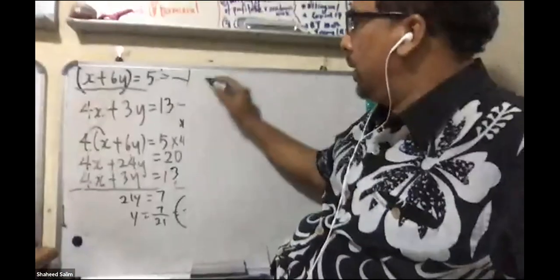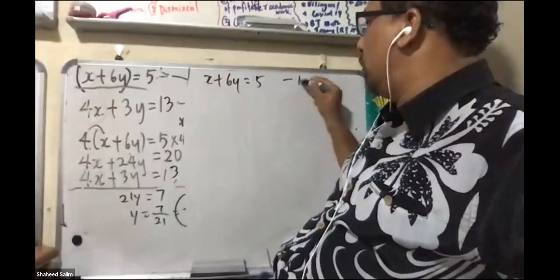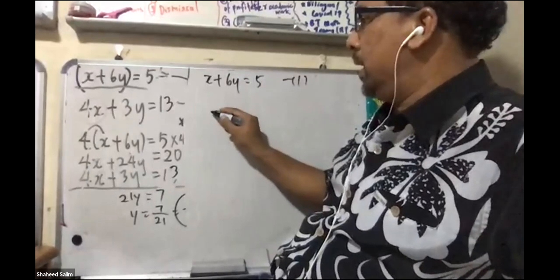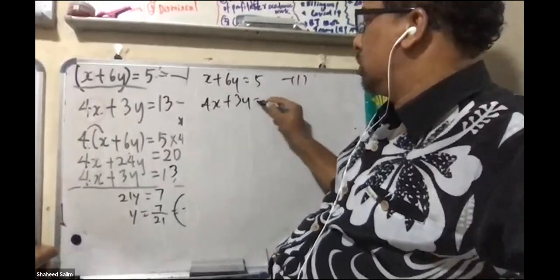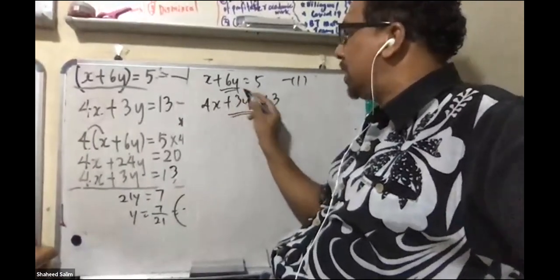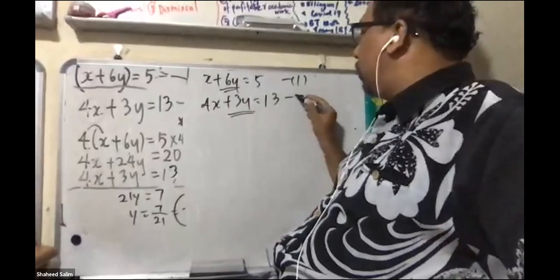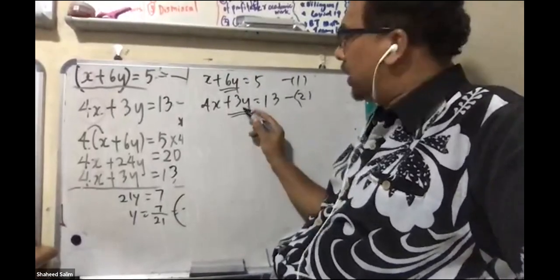Ryan, another way now. This is your original one, right? This is equation 1. This one now is equation 2. So now, Ryan, this time I want to make the 3y the same as 6y. What do I times equation 2 by to make it 6y?